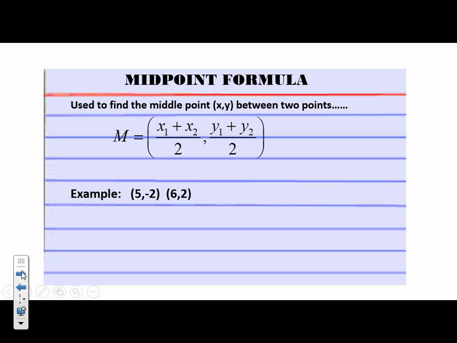Let's look at an example here. (5, -2) and (6, 2). What's the midpoint? Okay, what is the midpoint in between those two points? So if we follow the formula, this is what it says.